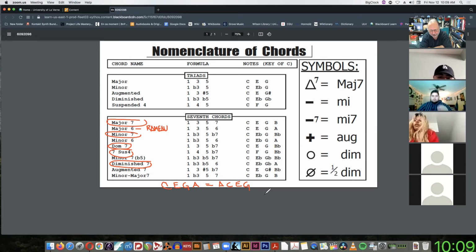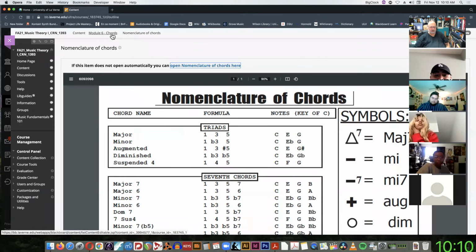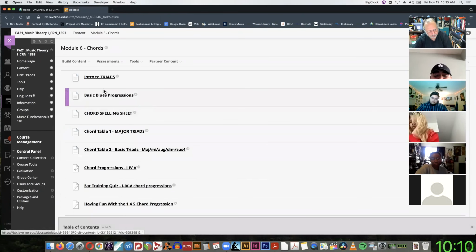But anyway, he had a whole system of theory that he worked out that he based on what's called the fundamental bass heard in your imagination whenever you hear any chord. Anyway, here's the nomenclature of chords. Okay, so we have a larger one too. Let me see if I can find it for you guys here. Let me get another one.